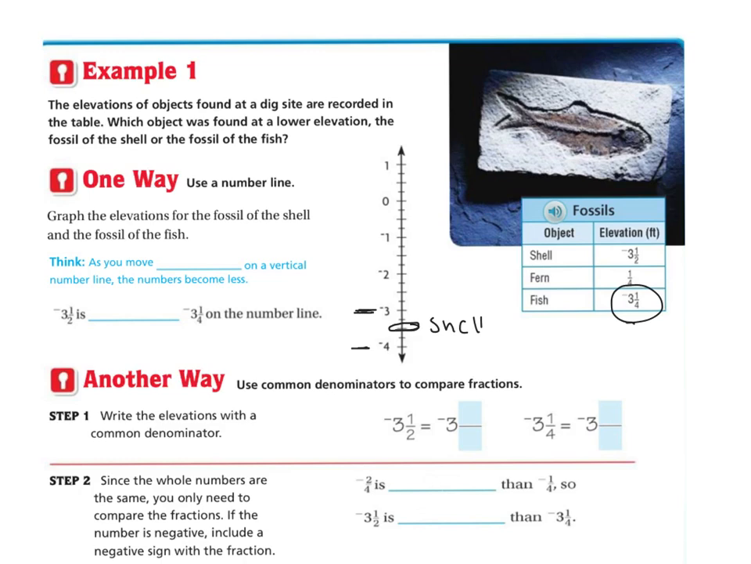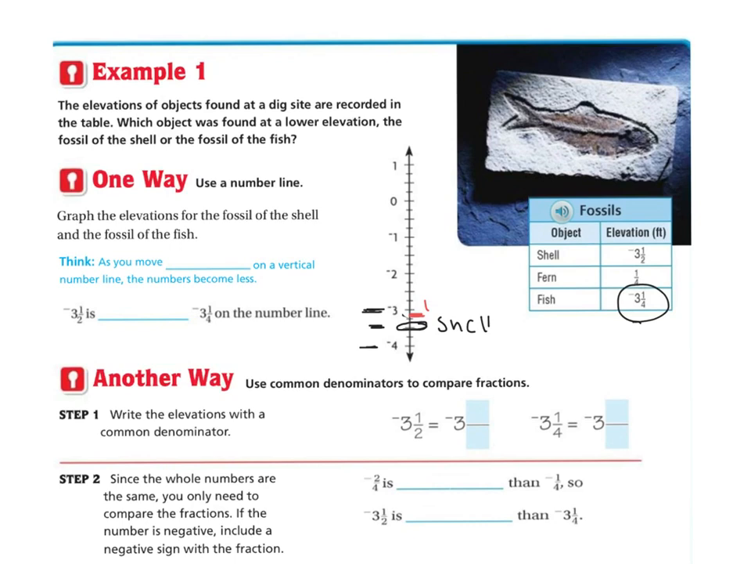-3.25 is going to be in between -3 and -3.5. So it's going to be right, whoops, not right there, but right there in the middle. Let me make this one red. Let's erase that. So it's going to be about right there, halfway in between the -3 and the -3.5. That's going to be my fish.